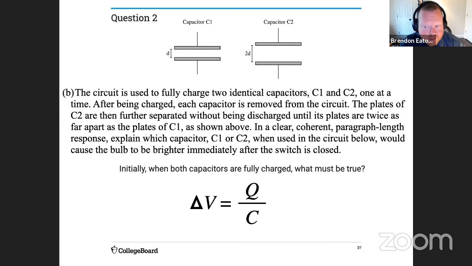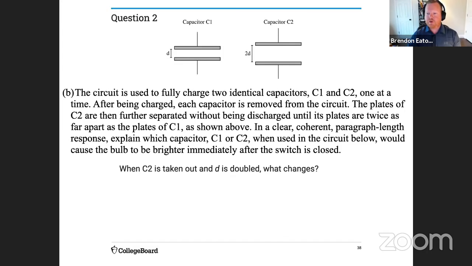And the capacitance is the same for both capacitors. Now this is before they're removed from the circuit, and capacitor 2 has not been stretched yet, or the plates haven't been pulled further apart. So if they have the same delta V and they have the same capacitance, that means that the charge was the same. So as long as we know that charge is the same, we're going to carry that forwards to when you have stretched the capacitor on the next slide.